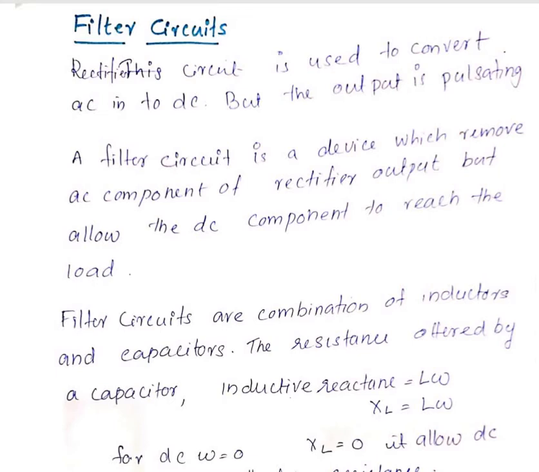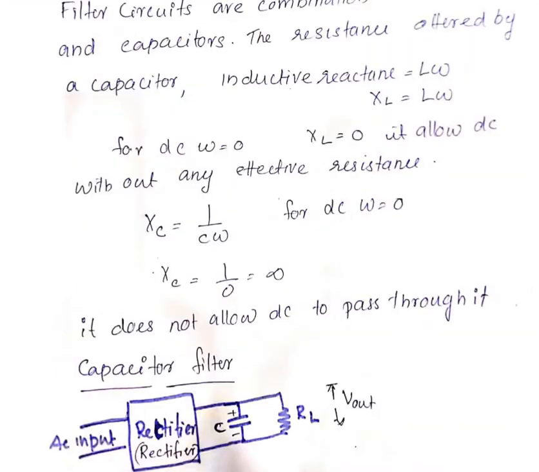to remove the AC component from the output. So using the filter circuit, AC is filtered out, and in the output there is only the DC component. So the filter circuit is used for the filtration of AC. So AC is filtered out, and the output contains DC only. Normally filter circuits are either a capacitor or an inductor or their combination.